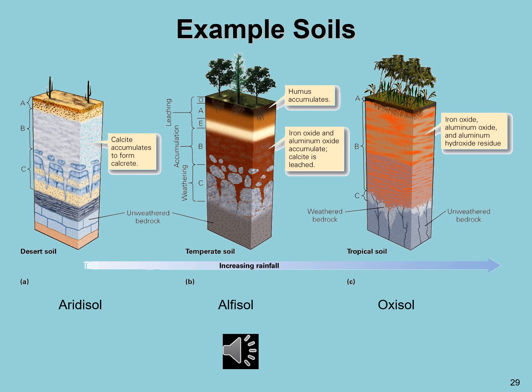Tropical soils on the right are dominated by oxisols, where percolating rainwater leaches all soluble minerals, leaving only iron and aluminum-rich residues. They have a very deep regolith and a B horizon.